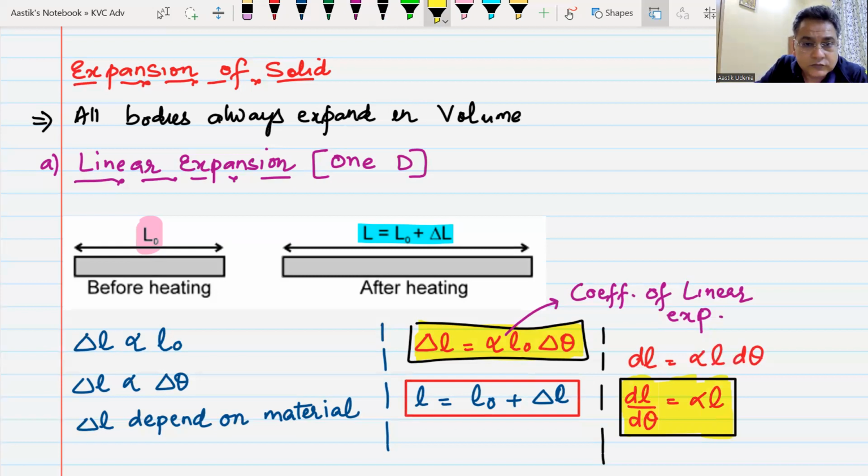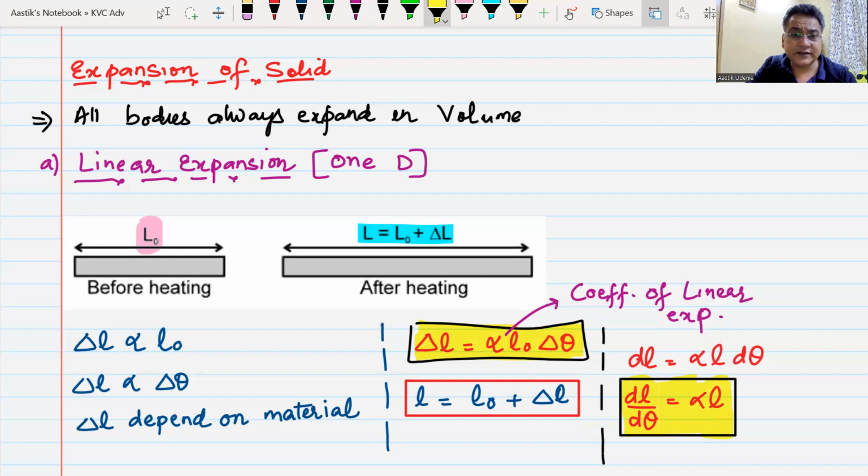One minute. Wait, I'll just give you that full formula as well, and then you can note it down. I'll give you 2-3 minutes to note it down. Just one second, let me put that formula as well. So this becomes the full formula of change in length.